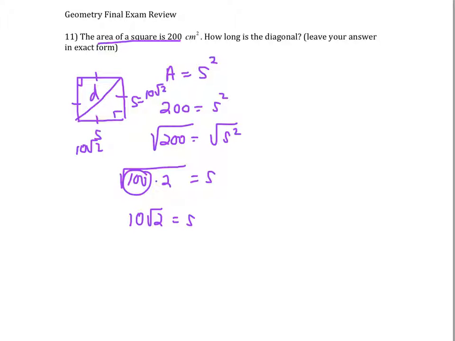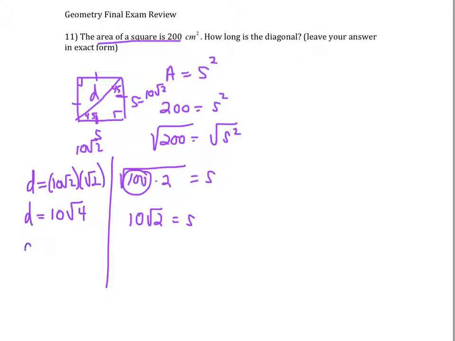Now keep in mind that this is an isosceles right triangle, or what we can call a 45-45 right triangle. So the length of d, the diagonal, can be found by taking the side of 10 square root of 2 and multiplying it by the square root of 2. So we get 10 square root of 4, and that will simplify to 10 times 2. So the length of the diagonal is 20 centimeters. Now, you could also find the length of the diagonal by using the Pythagorean theorem.